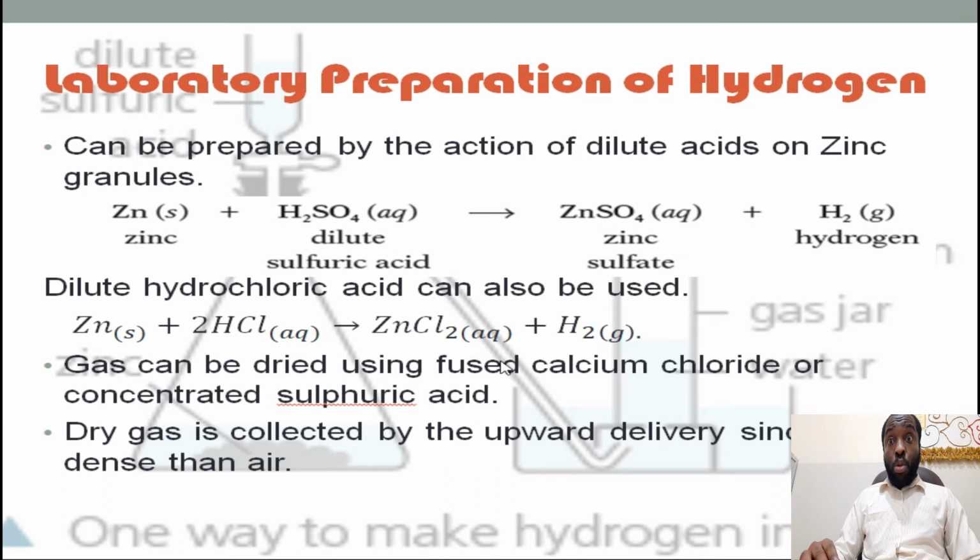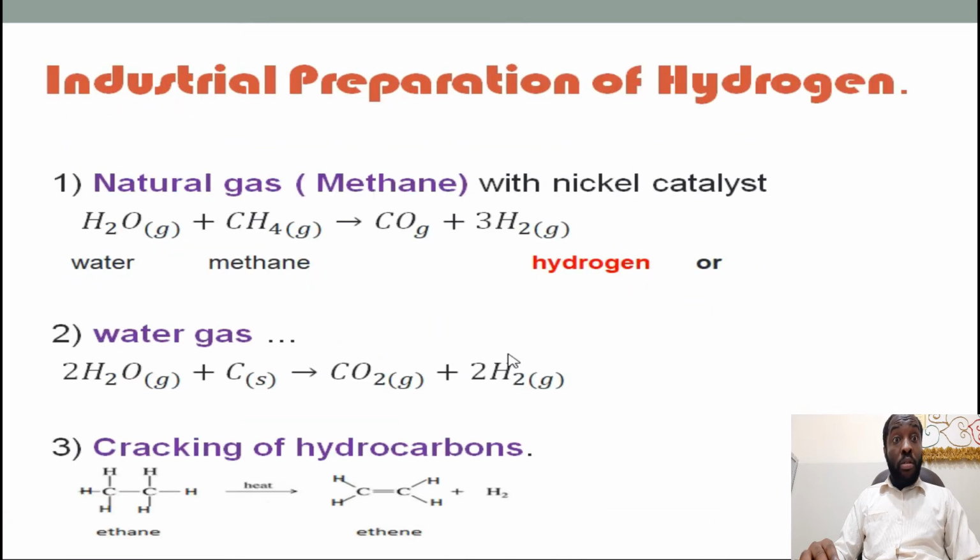From there, we now move to the industrial preparation of hydrogen. Now, hydrogen can be prepared industrially through the following ways. You need to use your natural gas and heat it with steam, and of course in the presence of a nickel catalyst. So you will obtain your hydrogen. Secondly, reacting your water gas and coke, red hot coke, you are still going to obtain your hydrogen.